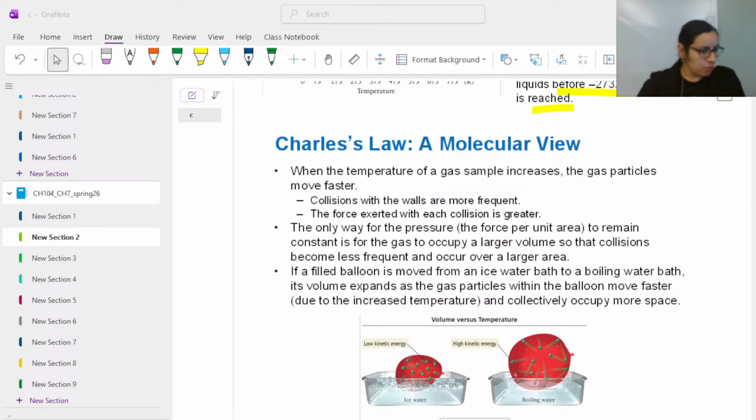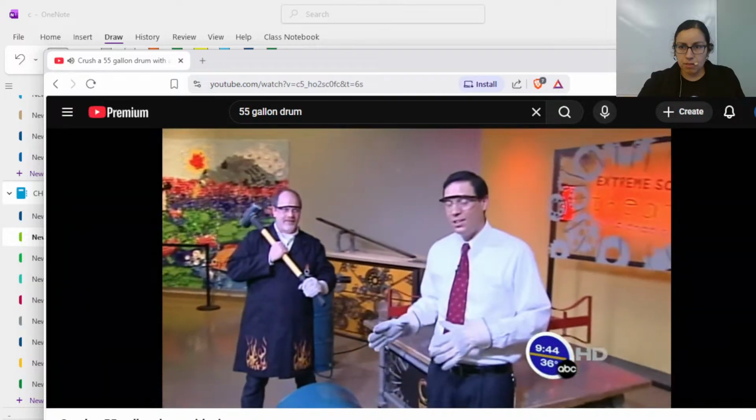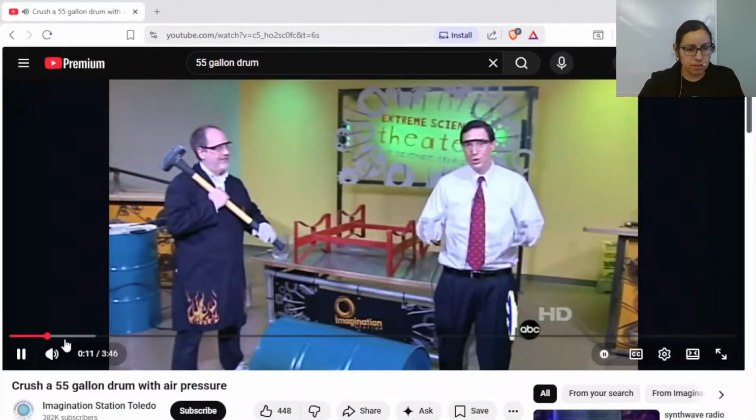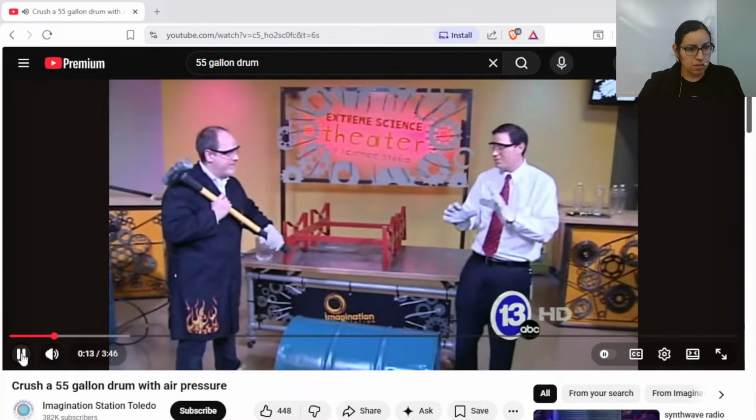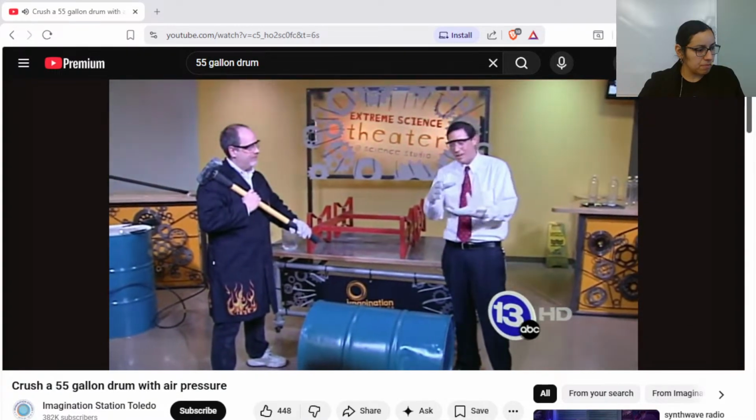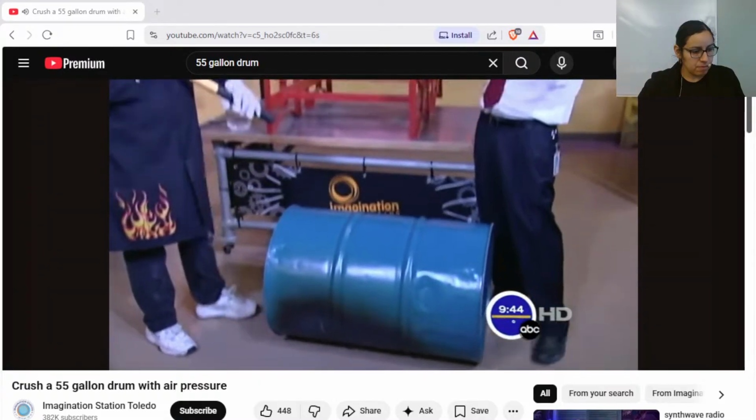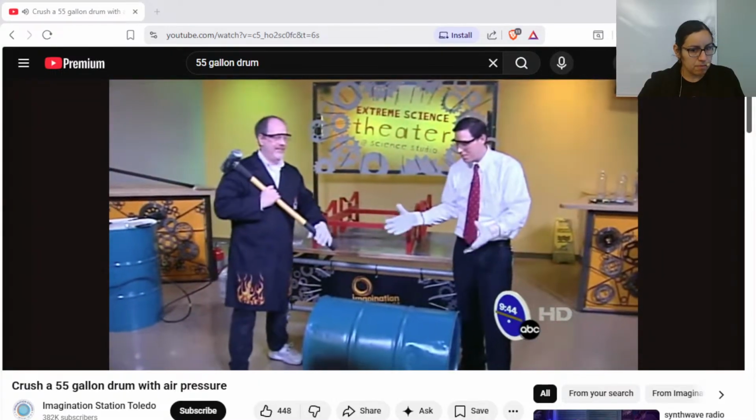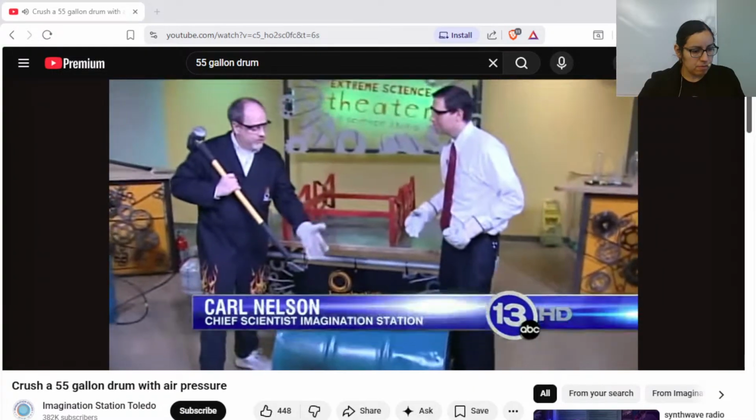I'm Jerry Ross, along with Carl Nelson at the Imagination Station. Today we're dealing with one of my specialties, air pressure, the power of air. Pressure, and you may have seen this experiment before using a gas can or a smaller can. This is big scale. This is the Imagination Station's version of supersizing that experiment, showing air pressure which can crush this huge barrel. Carl?